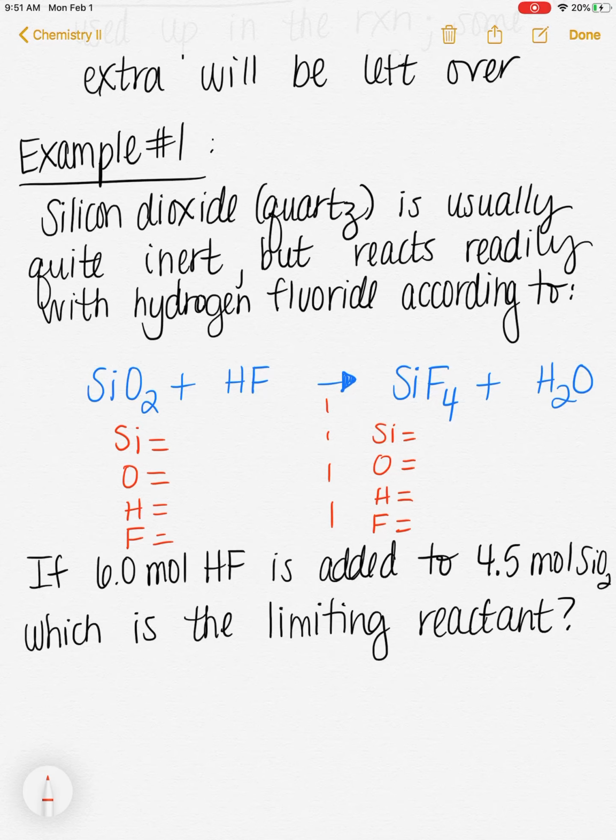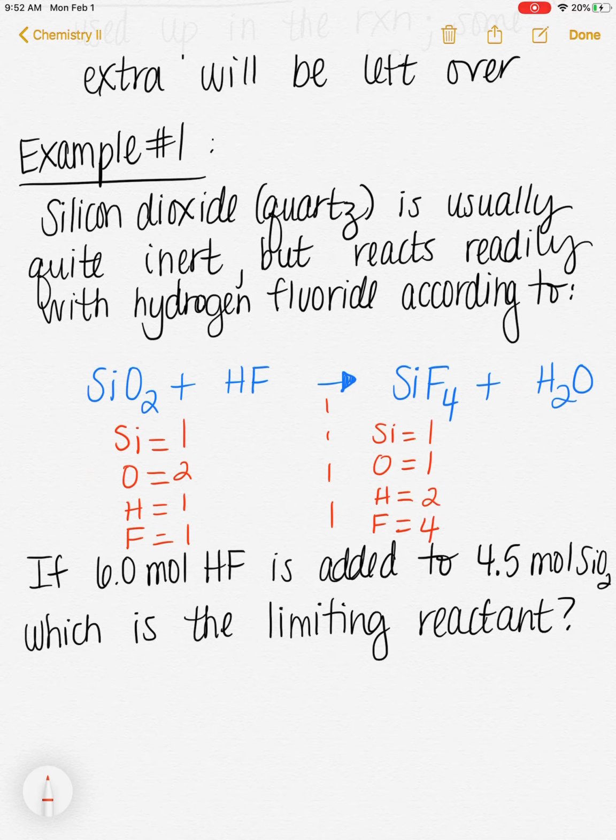If you do, that's totally fine. That's great. It'll make sure that you get it right. But I'm not going to require you to list all of these things out all the time. I'm just going to assume that you know how to come up with a balanced equation. But for today's purposes, let's go on ahead and do our scratch work. So if I count up, I've got 1 silicon on the left, 2 oxygens, 1 hydrogen, and 1 fluorine. On the right side, I have 1 silicon, 1 oxygen, 2 hydrogens, and 4 fluorines.